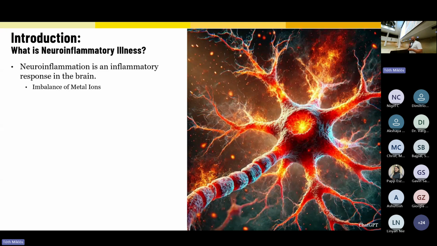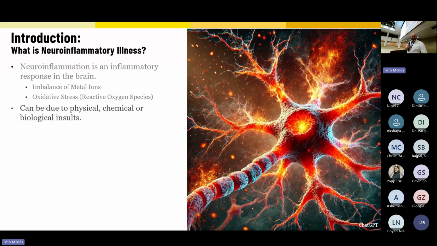There's a lot of biological processes that accompany that inflammatory response, but two main ones that my research lab focuses on. One is an imbalance of metal ions in the brain. So things like iron and copper, the concentrations can go out of whack within the brain, causing some havoc. As well as there's an increase in reactive oxygen species, which are oxygen molecules that are scavenging electrons, and they can cause damage to proteins and lipids. So it's something that you'd like to stop in the long run.